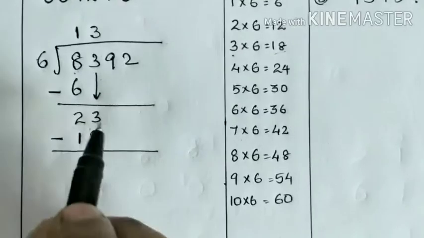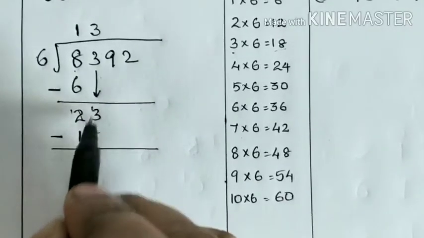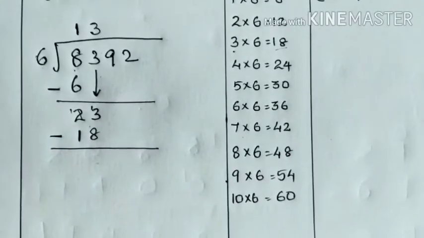Subtract 3 minus 8. We cannot do, we have to borrow. 13 minus 8, 5.